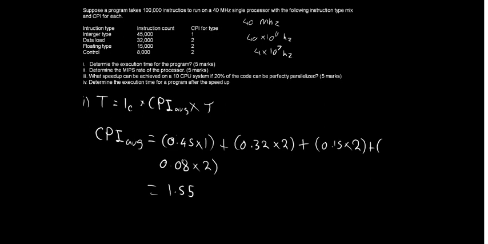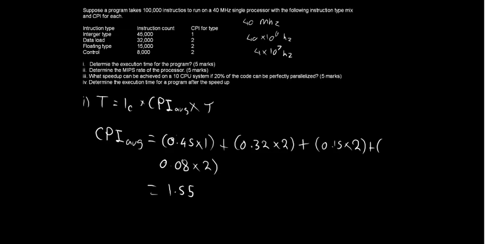So this is our CPI, this is our average CPI. Okay, then now we go to our next page. Now what are we going to do? We're going to calculate our time, being equal to our instruction count times our average CPI times our period. This is then 100,000 times 1.55, and then times, now this is why I said ignore this part, 40 megahertz.